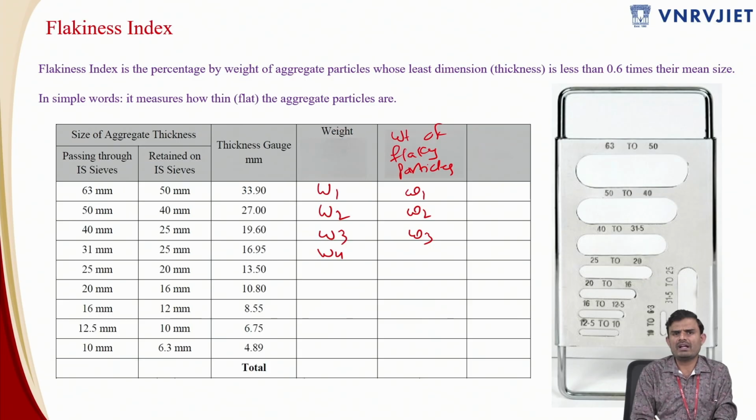Now you have to express the flakiness index for the entire range of aggregate, not for a single size range. You have to express it for the bulk of the aggregate. So your formula will be the summation, that is nothing but sigma of small w n.